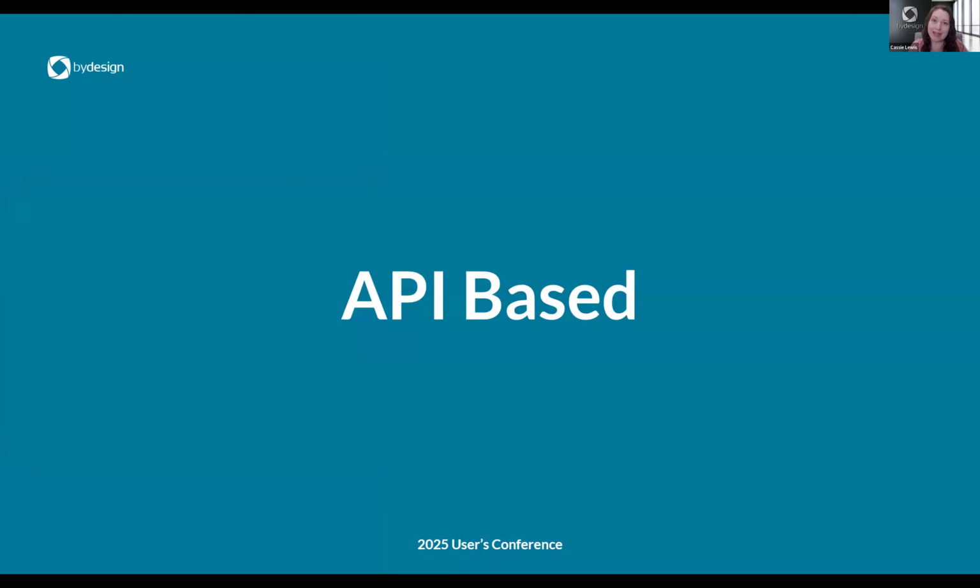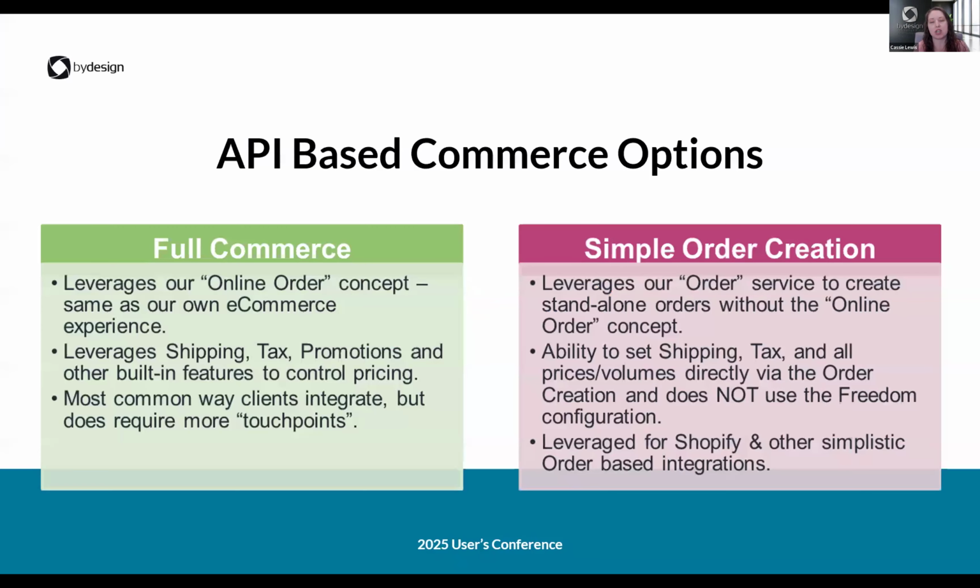Now, if you recall back at the beginning, I said there was the ByDesign cart, the Shopify option, and the API based. I'm going to skip to the API based really quick before I turn it over to Connor. When it comes to API based carts, there's a couple of things that you can choose to do. One of them is to leverage our online order concept. So this would basically leverage the shipping, tax, promotions, and other built-in features that we have. And it is the most common way that clients integrate.